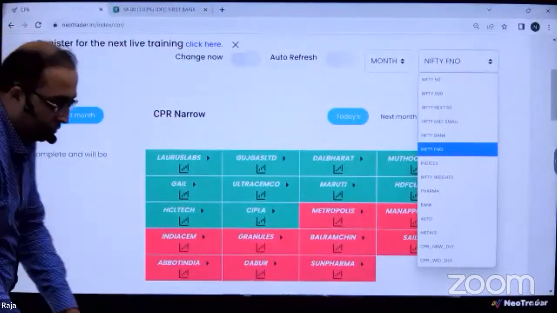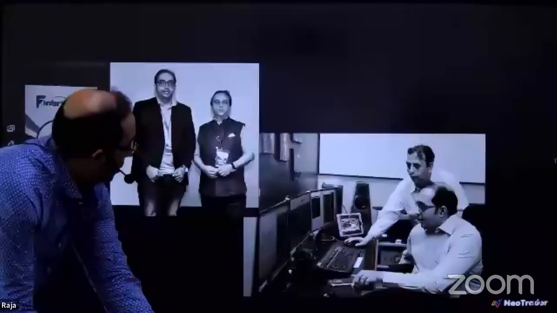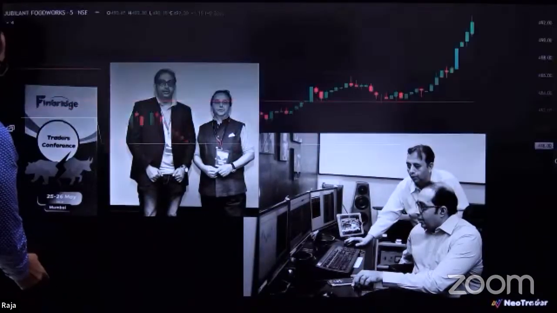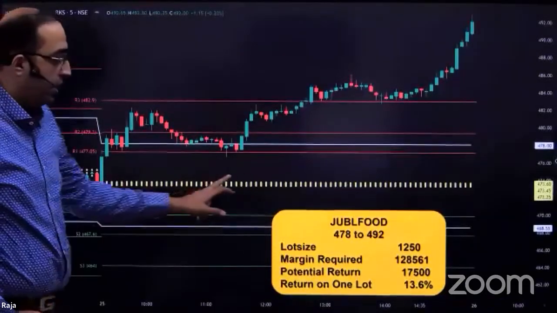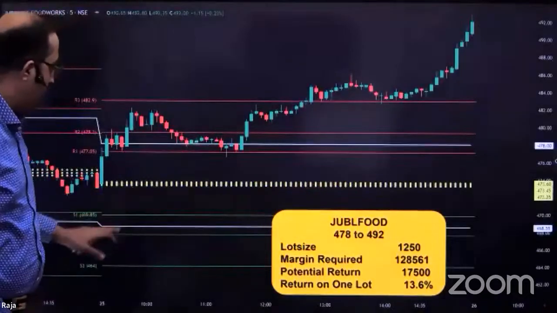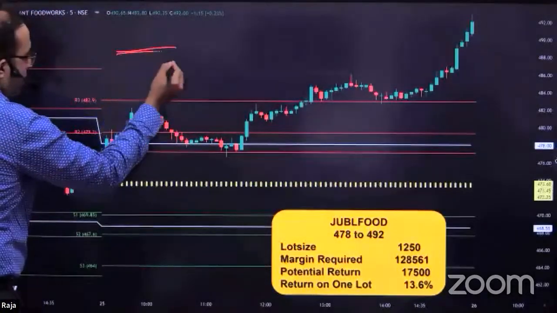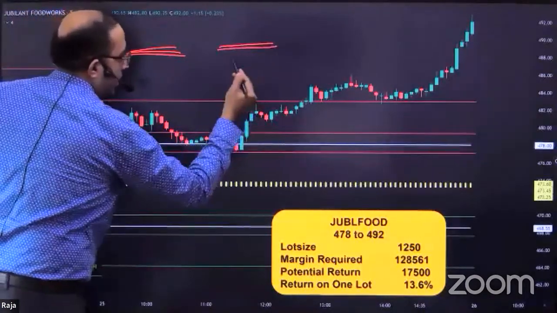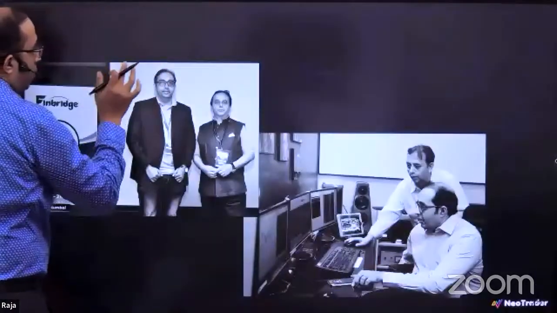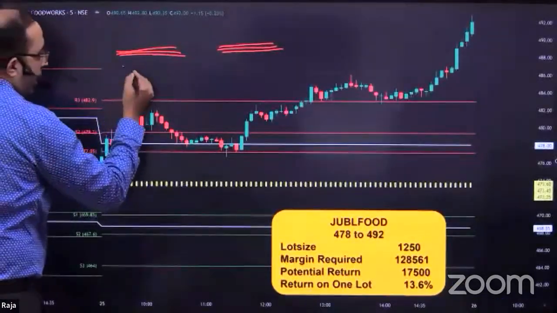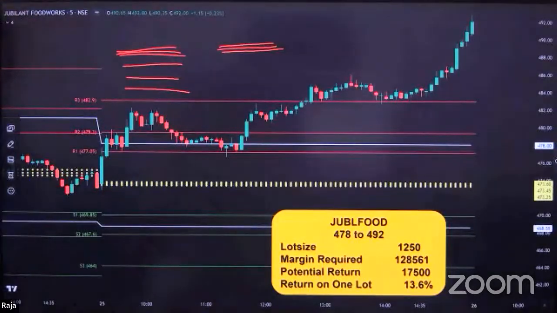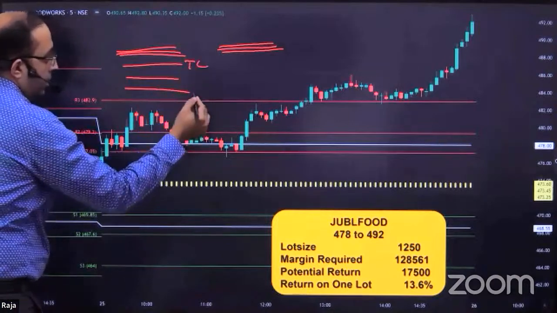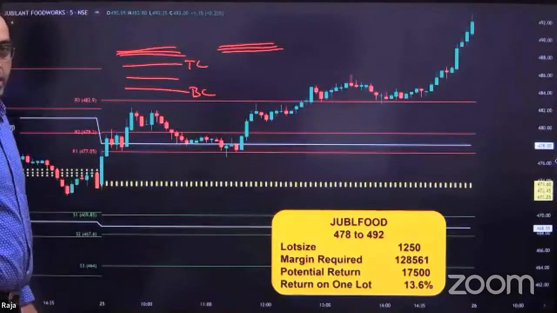So if you go to the charts, let me just go back to the chart. You can see here that in this particular chart, if there are three lines which are close to each other, it is a narrow pivot. If the three lines are wide, it is a wide pivot. I hope you got it. This is the top pivot. This is the bottom pivot. Clear, everyone?